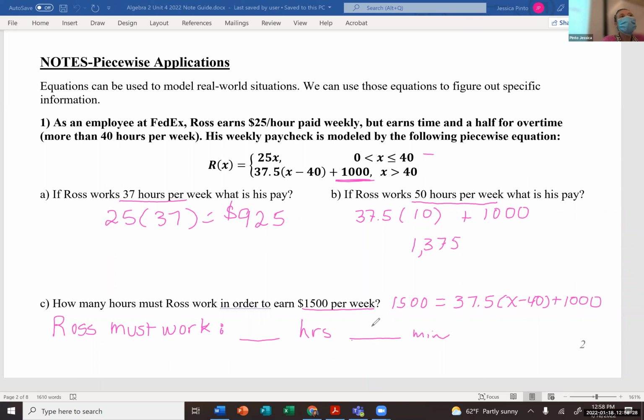We know that it's going to be more than 40 hours because 40 hours is $1,000. Step one, subtract 1,000. Step two, divide by 37.5. Step three, add 40. Okay, table 3. Did you guys get a number that you agree upon?